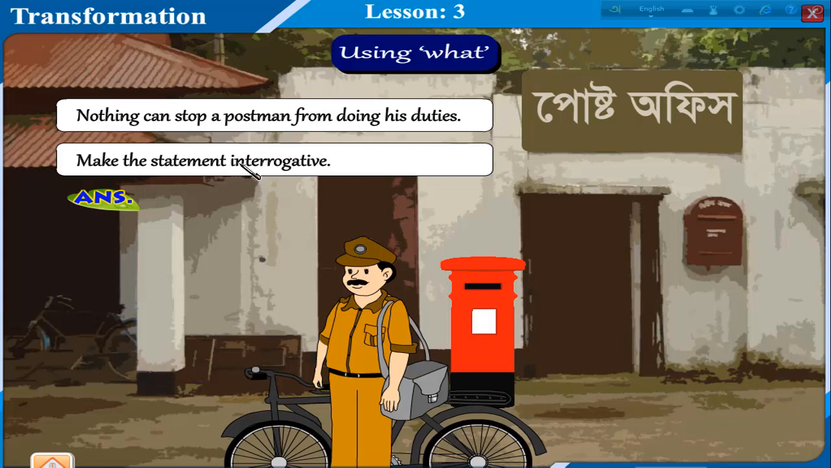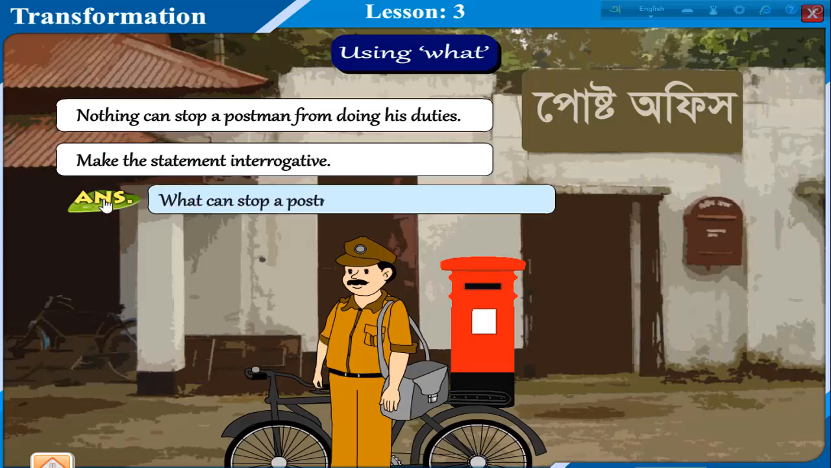So make the statement interrogative. How? Just think. It's very interesting. That means nothing can. So nothing is replaced by the word what. What can stop a postman from doing his duties? Look, nothing is a negative symbol, so I have to transform this sentence as an interrogative, not negative interrogative, just interrogative, which we learned in the previous slide. Okay, negative sentence transforms into an interrogative, but affirmative sentence transforms into a negative interrogative.